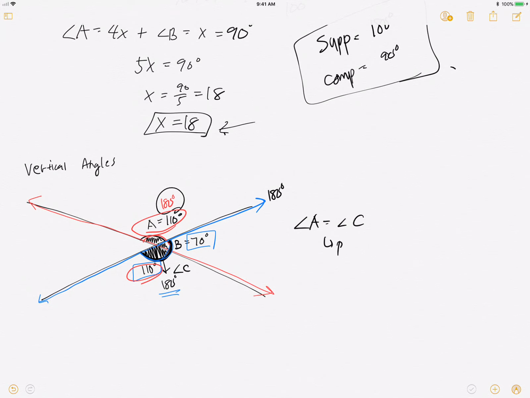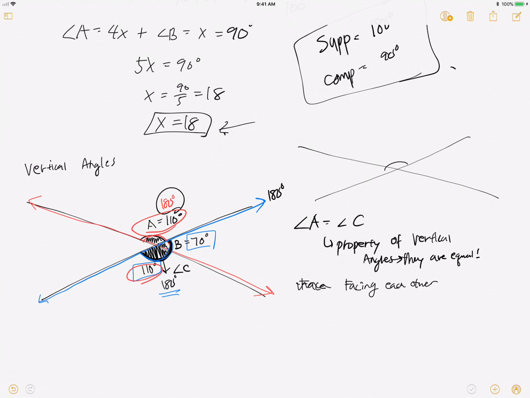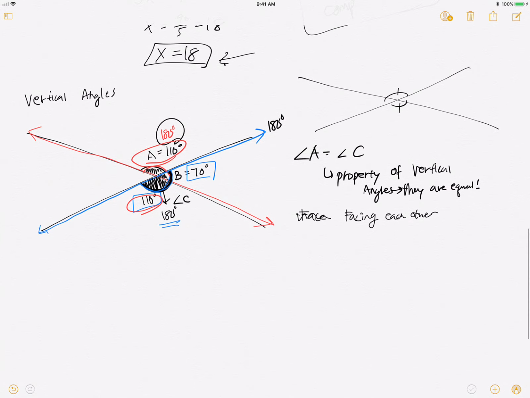This is the property of vertical angles, that they are equal. I like to call vertical angles something as saying facing each other. So as long as the angles are facing each other with two straight lines, they will always equal one another. Now what I'm saying is, let's say that I draw this and then I draw something like this.